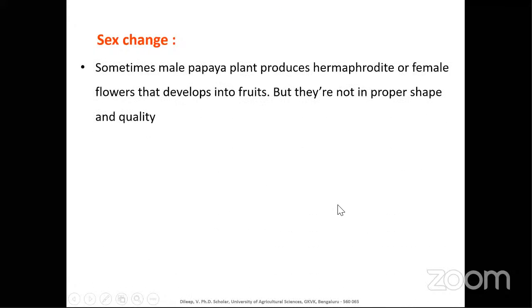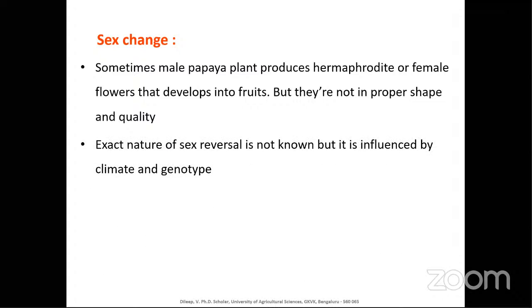And the change in sex, as I said, they tend to accept the pistillate flowers; there is a tendency of changing the sex forms. So they produce hermaphrodite or female flowers. The male flowers, usually male and hermaphrodite, will tend to change their sex, but they are not in proper shape. When the fruits develop from those, they will not be in a proper shape and quality.